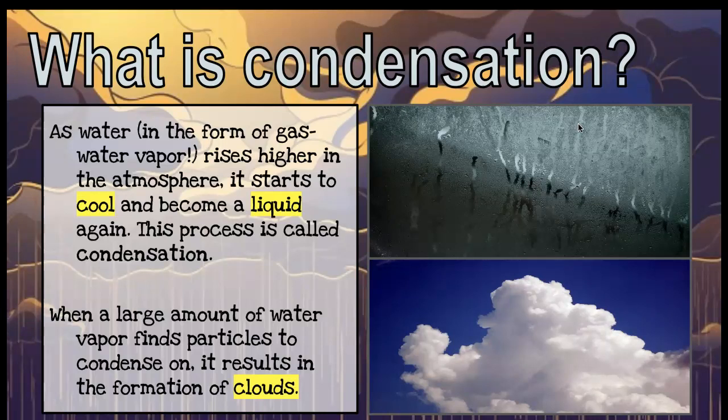So what that water vapor is going to do is, as it starts to cool down and turn back into a liquid, it's going to find a particle in the air to condense on, and then it builds and creates a cloud. Okay, so condensation is the stage where our clouds are formed and where that gas or water vapor turns back into a liquid.